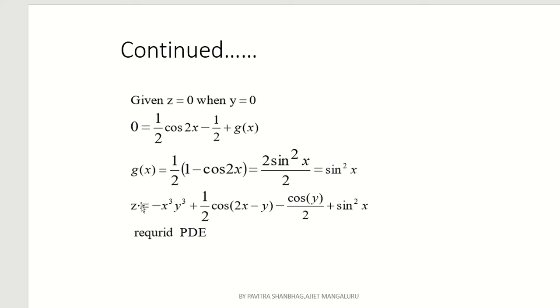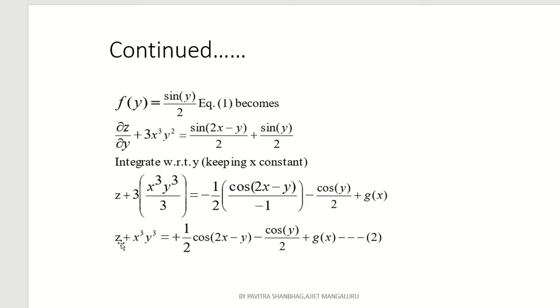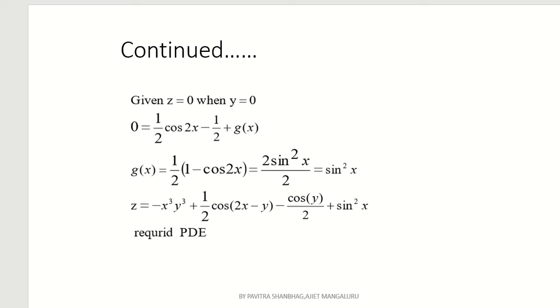So finally, what will you get for z? Just replace f(y) and g(x) in the expression. You get z plus x³y³ equals (1/2) cos(2x − y) minus cos y/2 plus, what is g(x)? We obtained sin²x. So this is the required PDE solution.